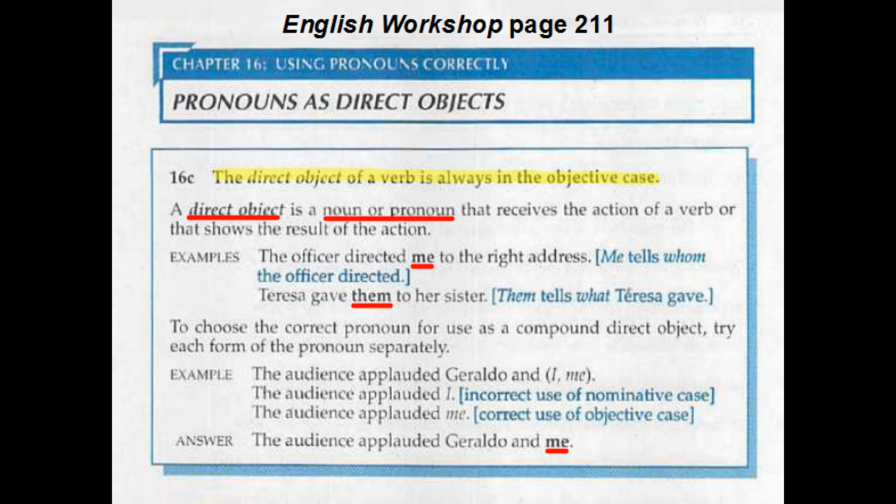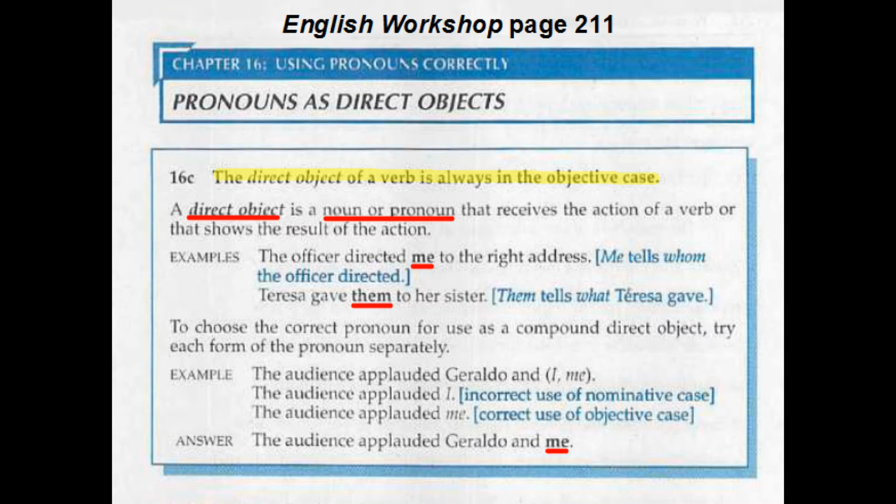Okay, so a direct object is a noun or a pronoun. Now that's what we're dealing with, is pronouns that receives the action of a verb or that shows the result of the action. For example, the officer directed me to the right address. Me tells whom the officer directed. It's the direct object in the sentence. The next example, Teresa gave them to her sister. Them tells what Teresa gave. It's acting as the direct object in the sentence. So you need to choose the object case pronouns in both of those instances.